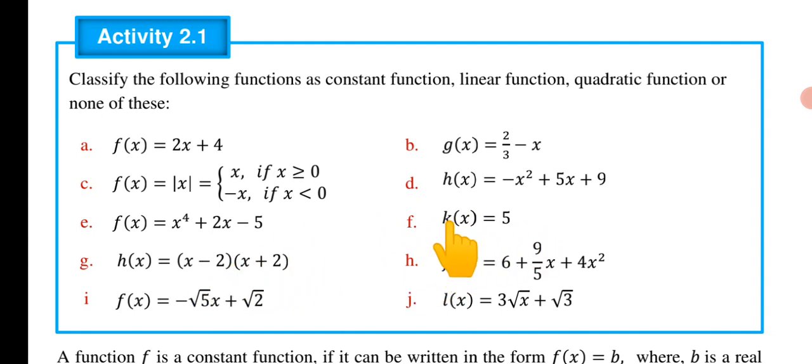F, k of x is equal to 5. This is a constant function. K of x, f of x, g of x equal to any real number is a constant function.